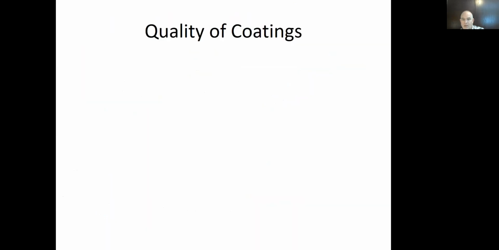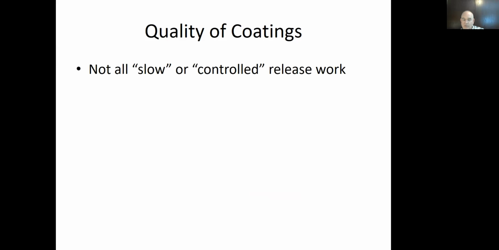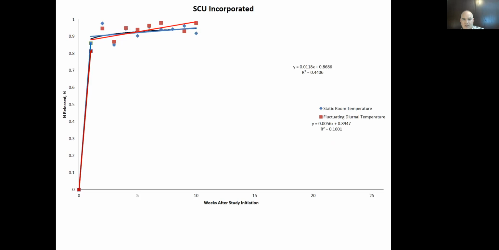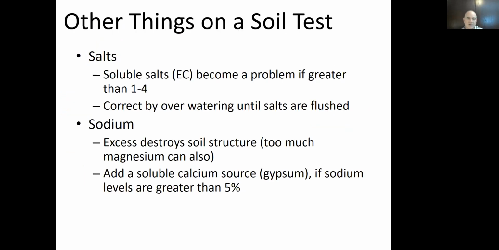So, okay. What about the quality of the coating? Sometimes not all of them work. Here's one that's supposed to be slow release. This is a polymer sulfur coated urea. The whole thing released basically in about a week. Here's a sulfur coated urea that all basically released in about a week. So it's important: not everything works as it's claimed. That's kind of the point there.